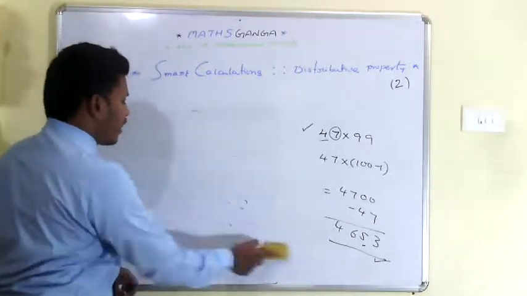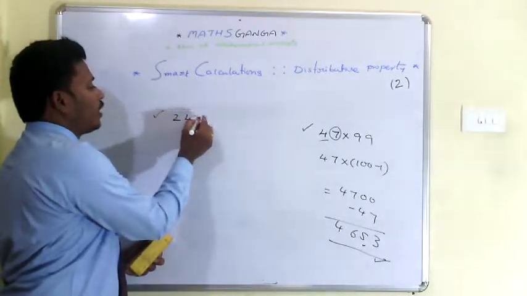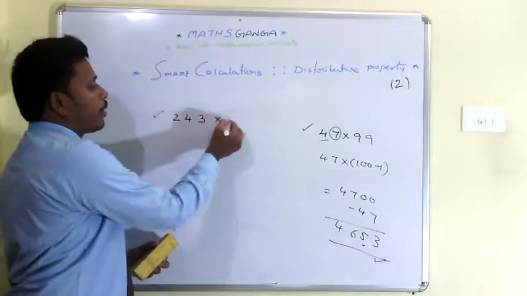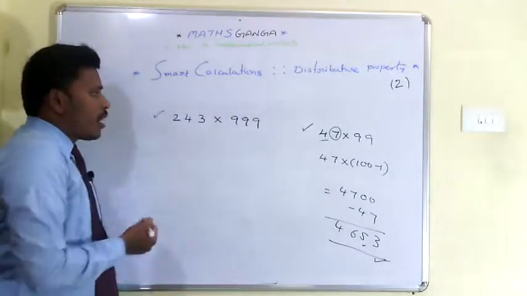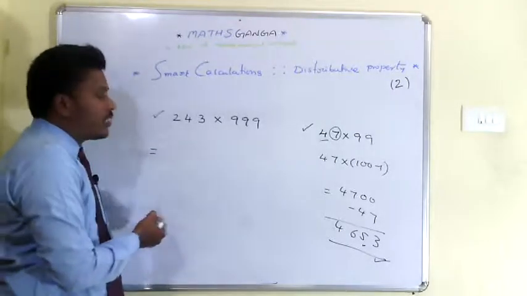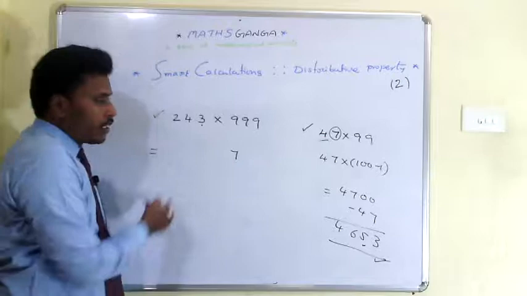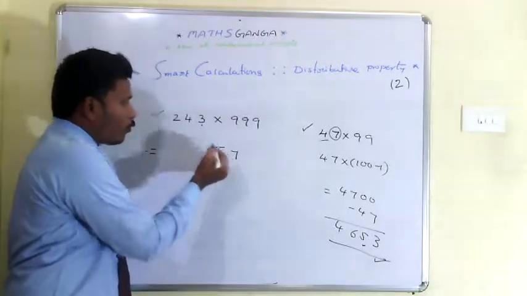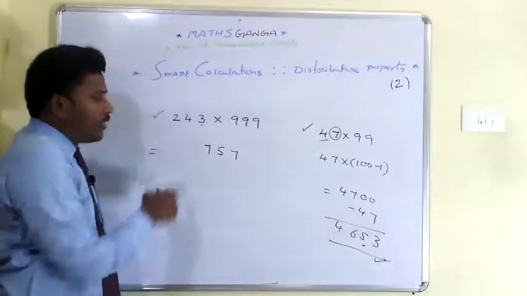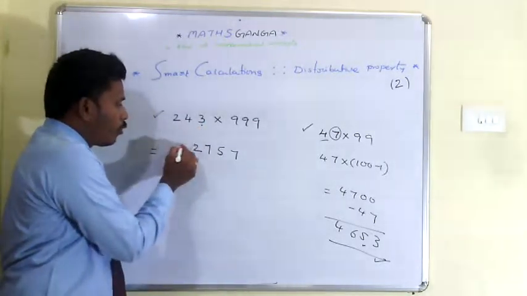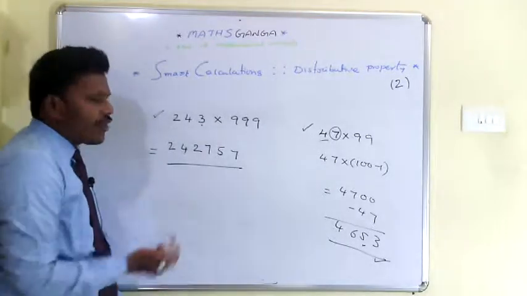So, for example, if I have a number something like 243 and I am going to multiply this number with a number having 3 nines. See what is the result? I will say the result is, since it is 3, 10 minus 3 is 7. This is 4, 9 minus 4 is 5. This is 2, 9 minus 2 is 7. And then 3 minus 1 is 2. 4, 2 is our answer. Directly I will say the answer.